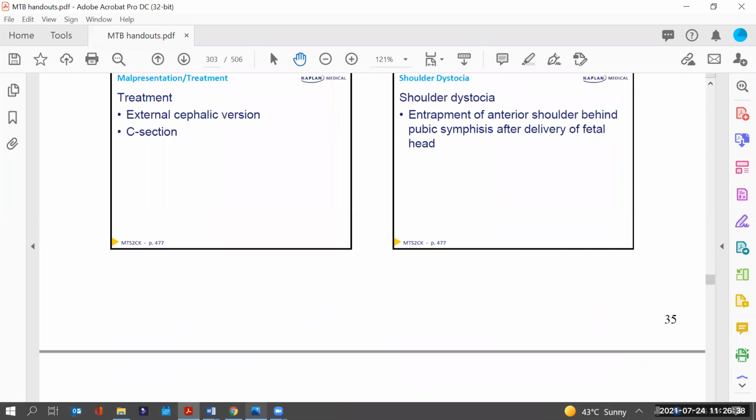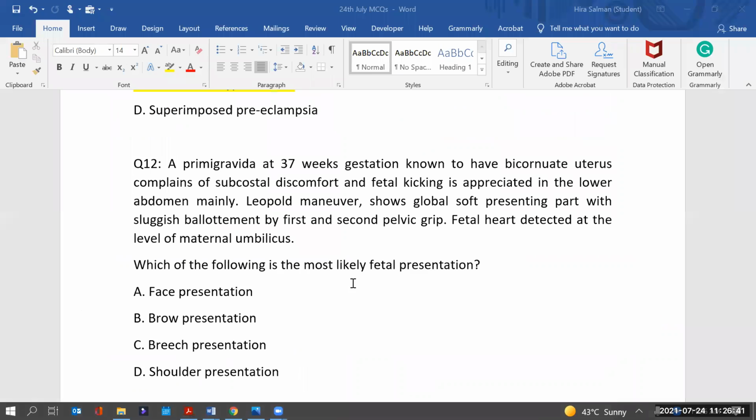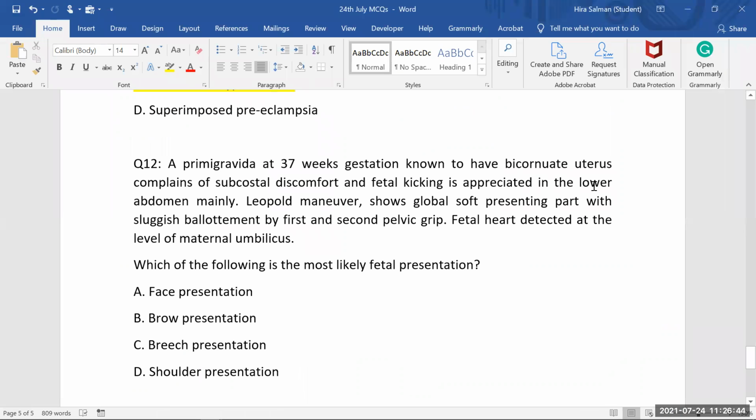Okay, so looking at this question. They're saying a primigravida at 37 weeks gestation known to have a bicornuate uterus complains of subcostal discomfort, and fetal kicking is appreciated mainly in the lower abdomen. Sometimes it's fetal kicking, sometimes the fetal heartbeat, where you actually hear the heartbeat. When you do the Leopold maneuver, just by palpating the abdomen you can see what the baby's presentation is. You don't go for an ultrasound just to confirm a cephalic or breech baby. You can do it by your own hands through physical examination, but it requires some technique and experience.